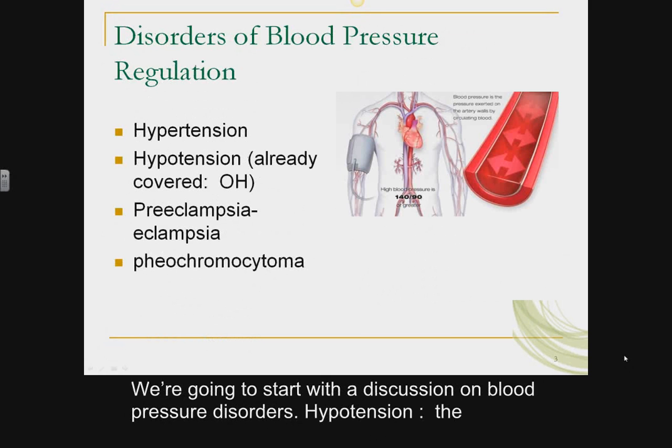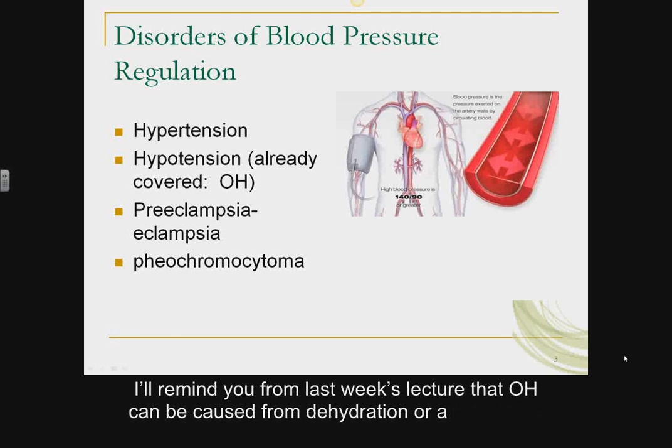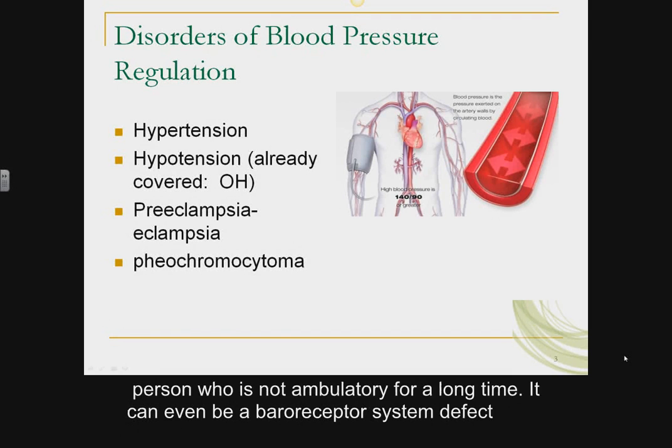We'll start out with a discussion on blood pressure disorders. Hypotension. A classic example is, of course, orthostatic hypotension, which is abbreviated here as OH. And I'll remind you from last week's lecture that orthostatic hypotension can be caused by dehydration or a person who is not ambulatory for a long time.